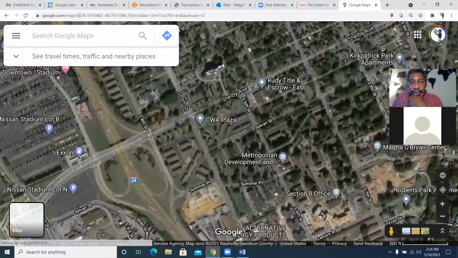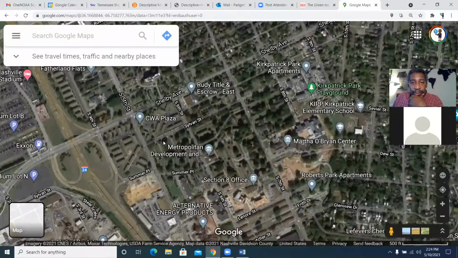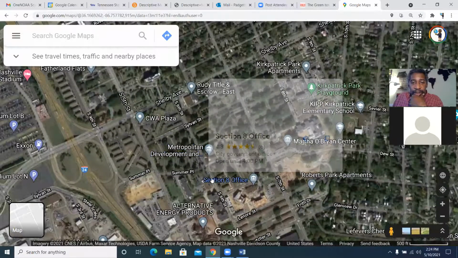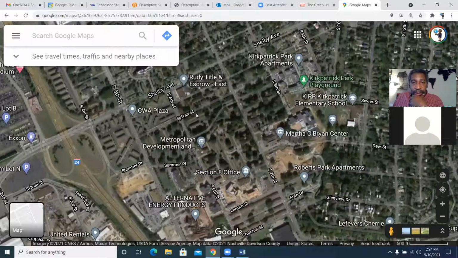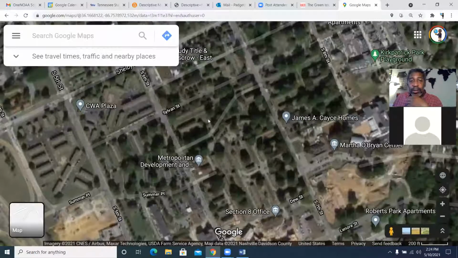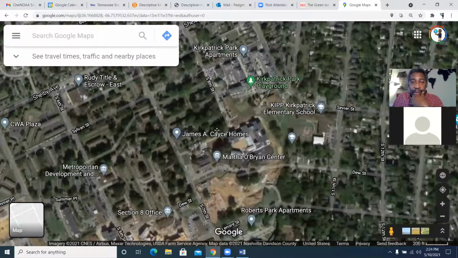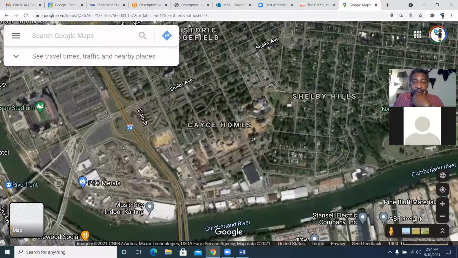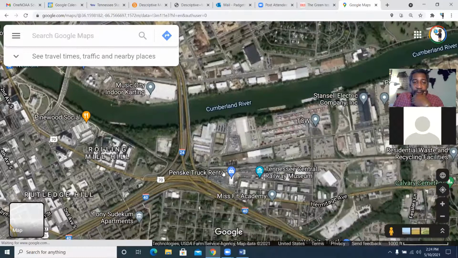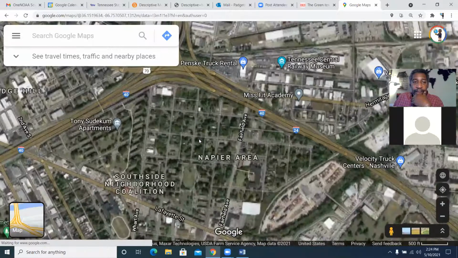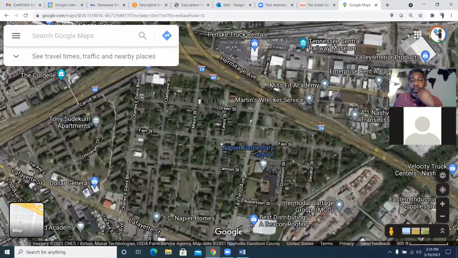Then of course here you have KC Homes. There's your Section 8 office. So he's got low income residential. Now, anyway, I'll talk about that later. So here's James A. Casey Homes. Then as we swing around here, we have the Napier, J.C. Napier and Tony Sudekum apartments.